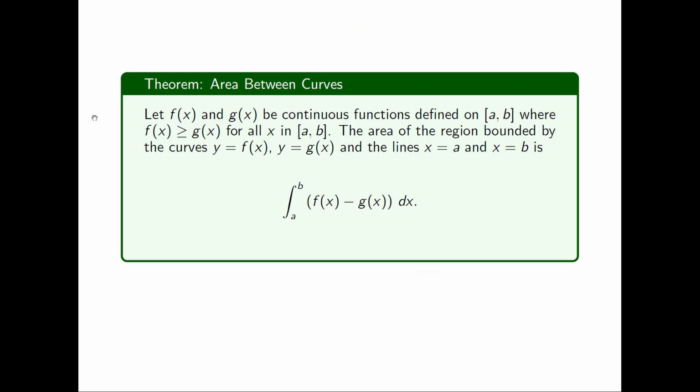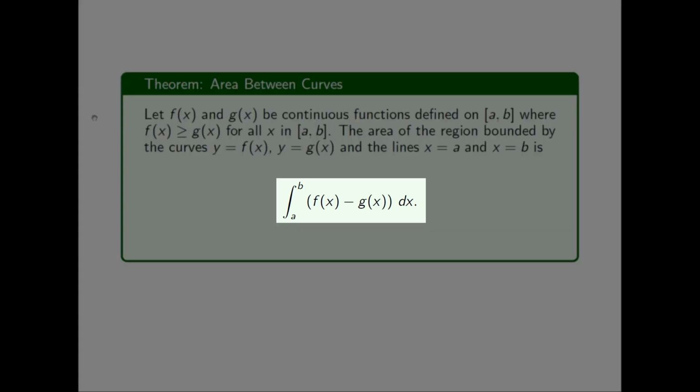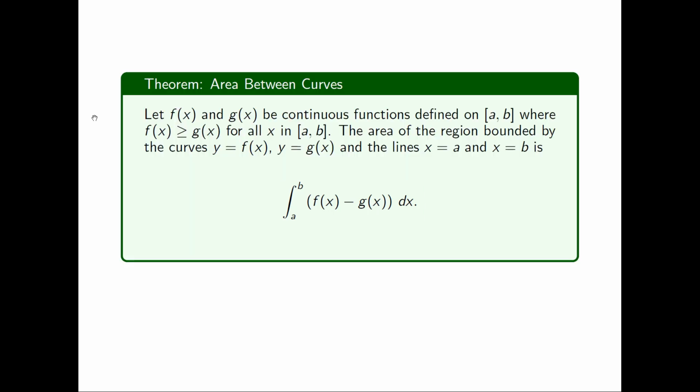And we can leap straight into the theorem. So we'll assume that f of x and g of x are continuous functions and that they're defined in that region a to b. We'll also, for the sake of this, assume that f of x is greater than or equal to g of x for all x in that region. Then the area of the region bounded by f of x, g of x, and the lines x equals a and x equals b is given by this formula. Okay, so we integrate from a to b, and we have f of x minus g of x, in other words, the higher one minus the lower one. And that's about it for the theorem, actually.